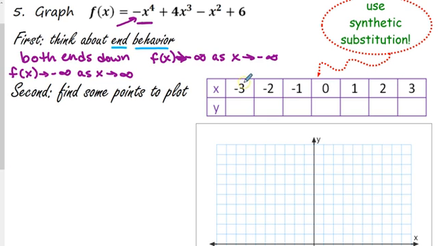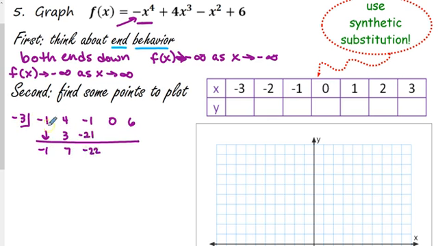So what I'm going to do is to find f of negative 3, I'll put negative 3 in the box, and the coefficients, negative 1x to the fourth, 4x cubed, negative 1x squared, 0x, and 6. And then bring down the first number, multiply by the number in the box, write it down and add. Multiply by the number in the box, write it down and add. Multiply by the number in the box, write it down and add. Grab my calculator, multiply by the number in the box, write it down and add. So that means that this is going to go through the point negative 3, negative 192.